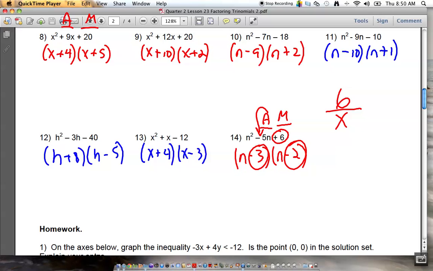Okay, which one's wrong? Stop. Everybody? Oh, wow. 12 is wrong, right? What is wrong about it? Yeah, the 8 should be negative, right? And the 5 should be positive. Okay, good. Now what I would like you to do is get out yesterday's sheet.